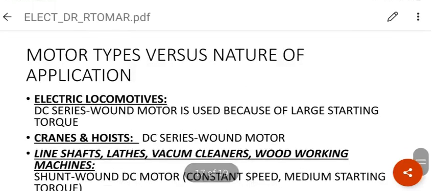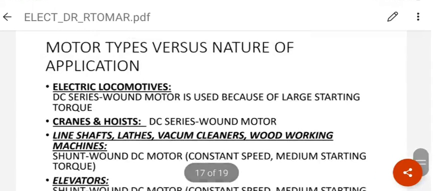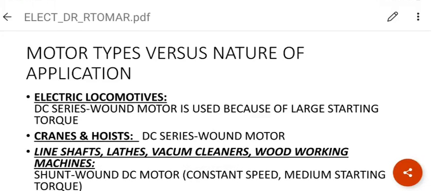Some popular information about selection of motors versus the application. I've been talking about it in several different lectures, but here is a summary once again. Series wound DC motor has large starting torque. So electric locomotives are one obvious example for them. Cranes and hoists, they also need generally large starting torque. So DC series wound motor is a very good candidate for them.